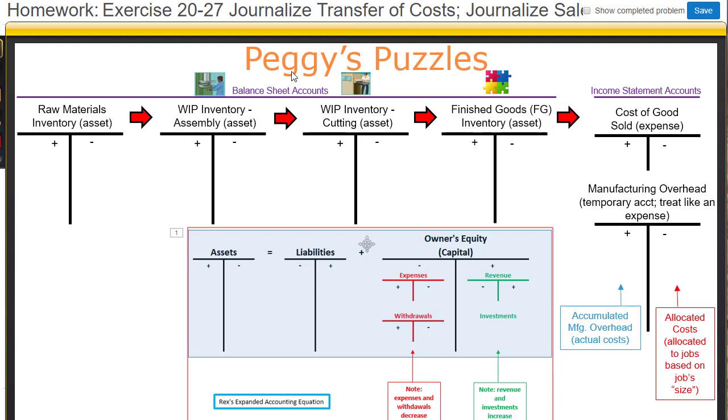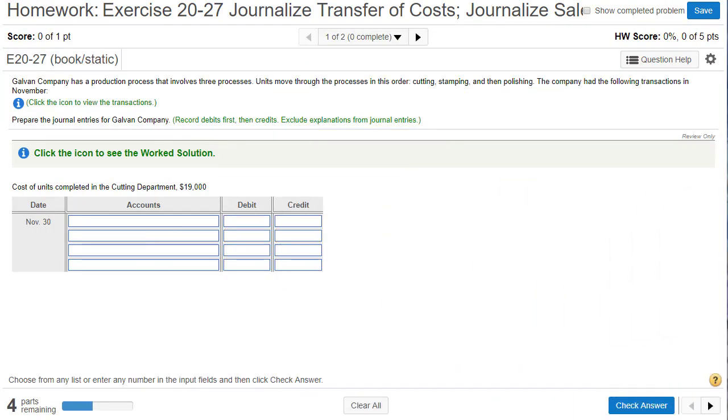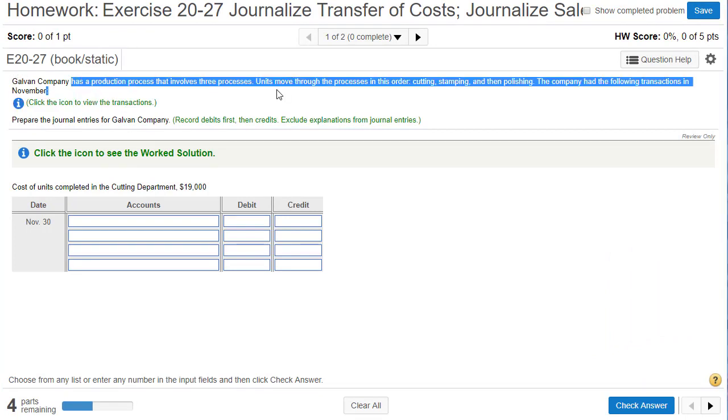In this homework problem, we're going to transfer costs from one department to another, and then we'll eventually sell the products and have to journalize that too. Galvin Company has a production process that involves 3 processes. Units move through the process in this order: cutting, then stamping, then polishing. So the order is important. The company had the following transactions in November.